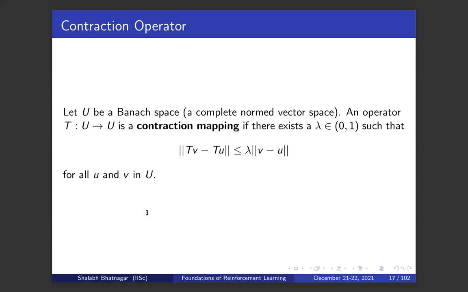So this is a definition of a contraction mapping. Let's assume that capital U is some Banach space. By Banach space, what we mean is that it's a complete normed vector space. An operator T, in general, and so T mu could also have been that operator, from U to U takes in an element from the Banach space and gives you another element in return in the same Banach space. It is a contraction mapping if there exists a lambda lying between 0 and 1, less than 1 clearly, such that the norm of TV minus TU is upper bounded by lambda times the norm of V minus U, and this should hold for all U and V in U.